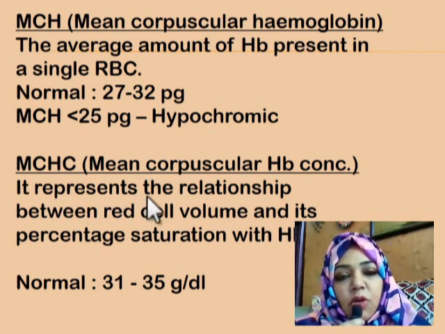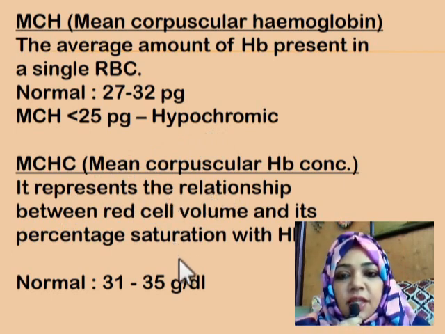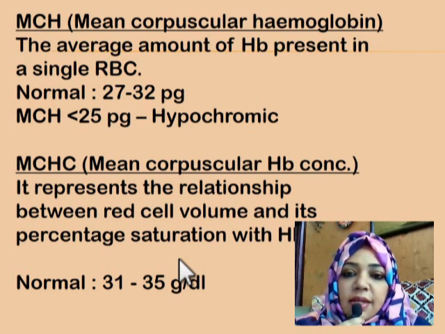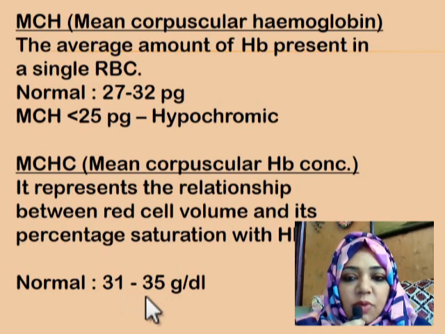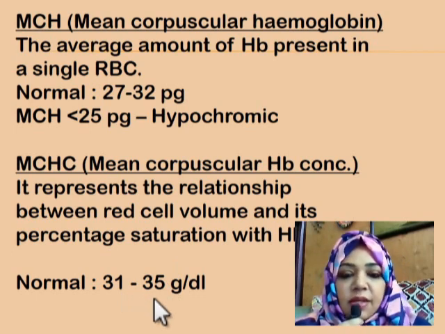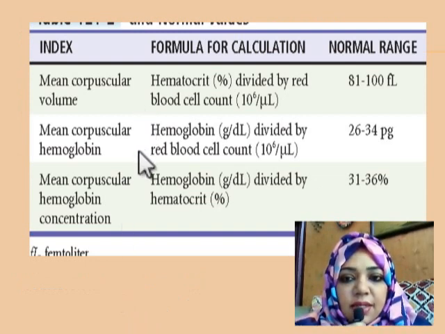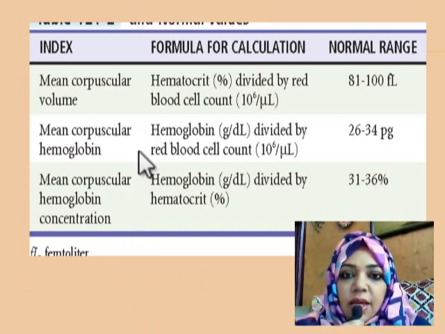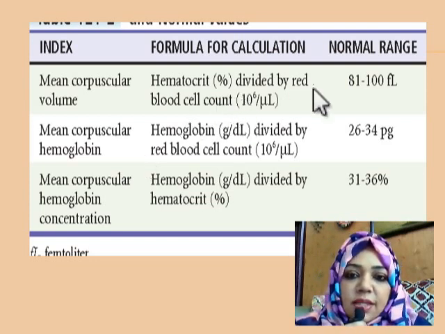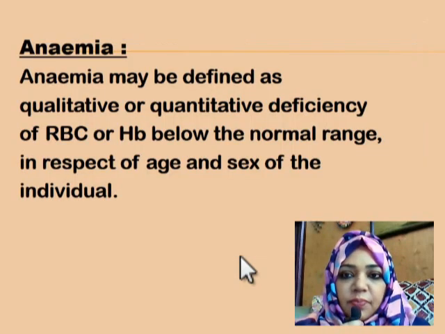MCHC, this means mean corpuscular hemoglobin concentration. It represents the relationship between red cell volume and its percentage saturation with hemoglobin. The normal level is 31 to 35 gram per deciliter. Now these red cell indices are calculated by using three parameters: the total red cell count, the hemoglobin level, and PCV. And by using certain formulas, we can find out the red cell indices.